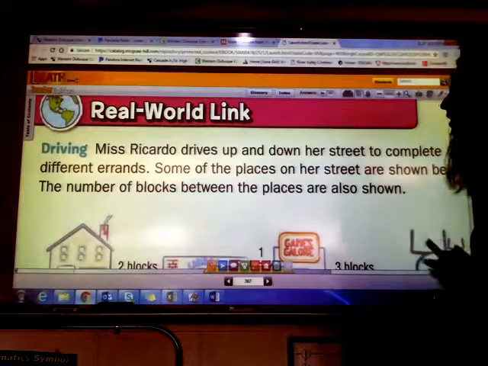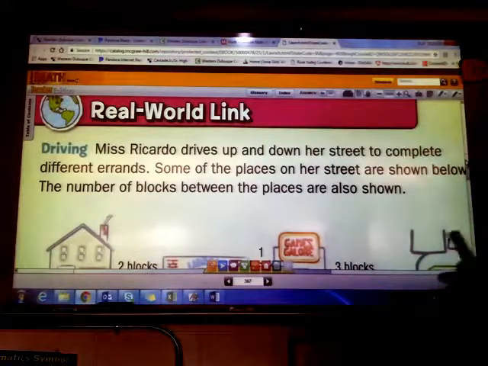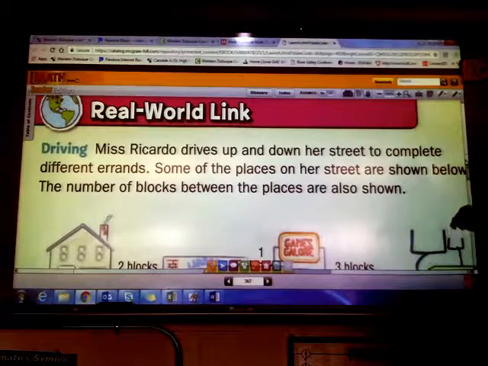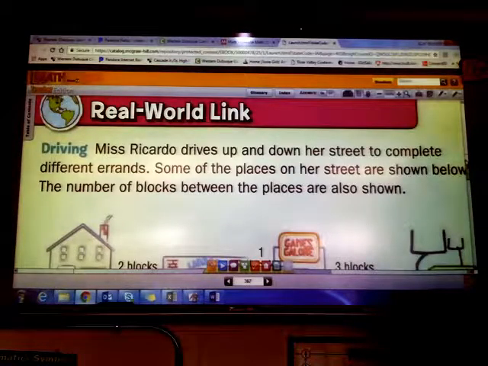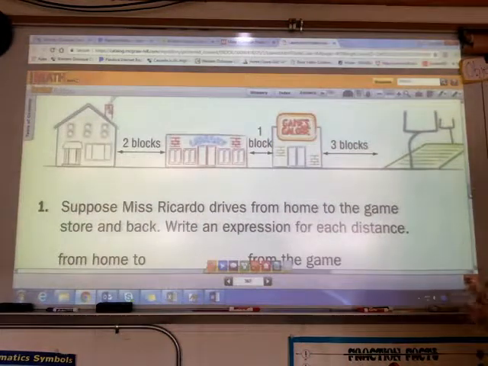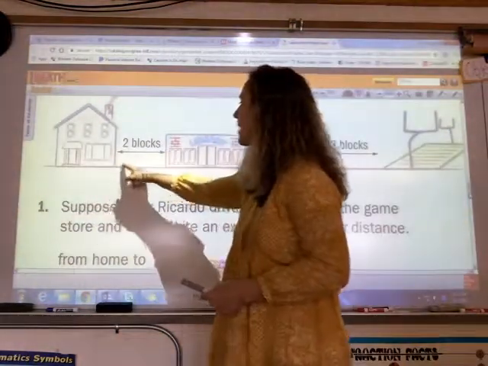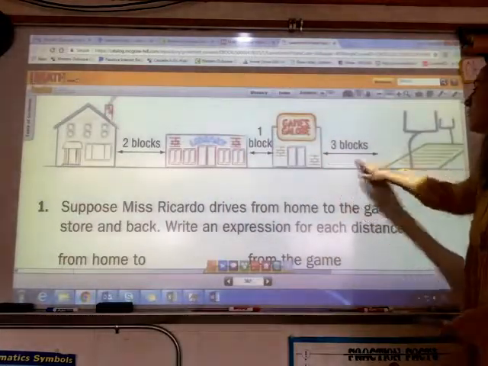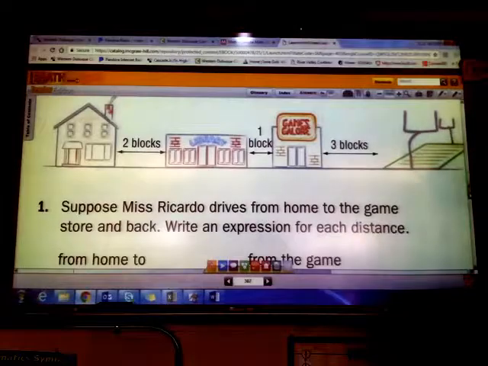First of all, they're giving us a situation. It says, Mrs. Ricardo drives up and down her street to complete different errands. Some of the places on her street are shown below. The number of blocks between the places are also shown. So you can see here, first of all, they have her house. We have 2 blocks, then the library, then 1 block, then games galore, and then 3 blocks, and then your football field.